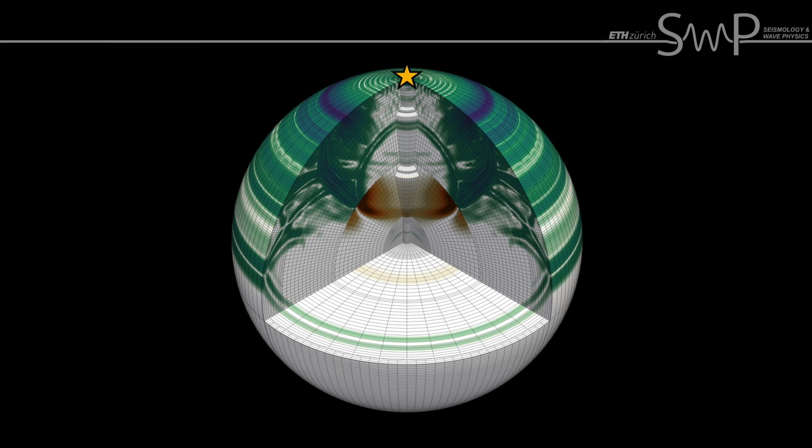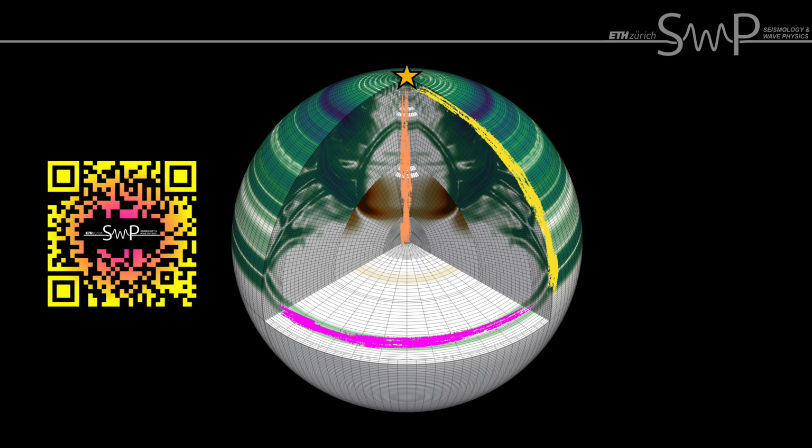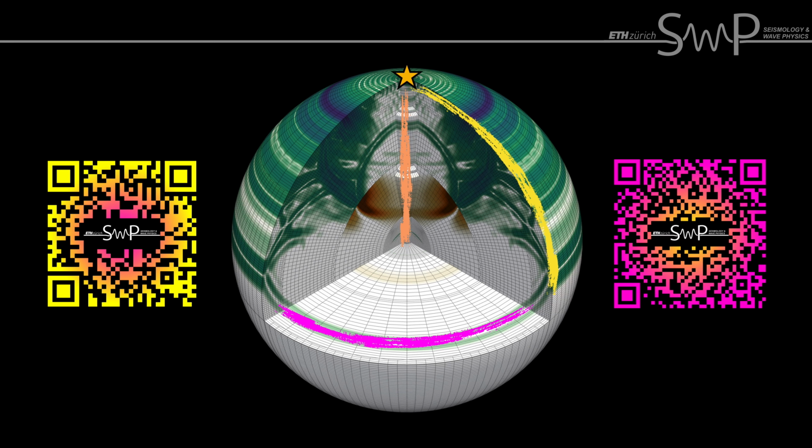What we see here is a global scale Wavefield adapted mesh. It's used to simulate a global scale seismic wavefield emitted from the starred source there at the top. The meshes exploit how much smoother the wavefield is in the longitudinal direction compared to the radial one and the latitudinal one, making simulations significantly cheaper than before. For more information, scan the QR code on the left for a YouTube video on the subject, and for even more detailed information, scan the QR code on the right.